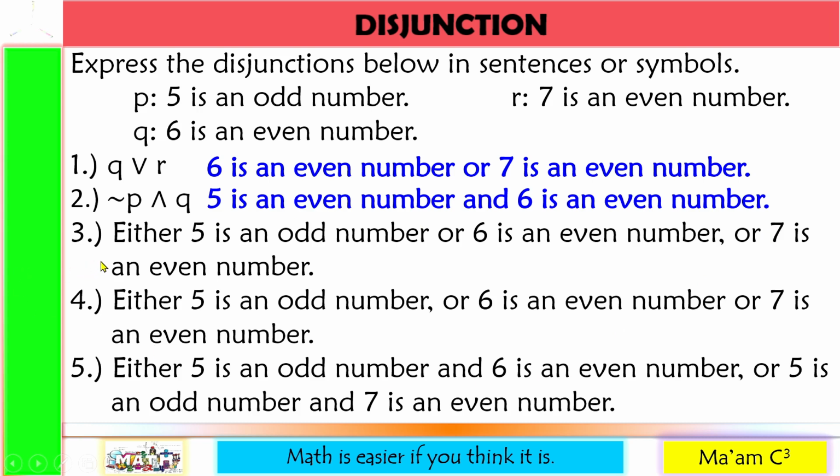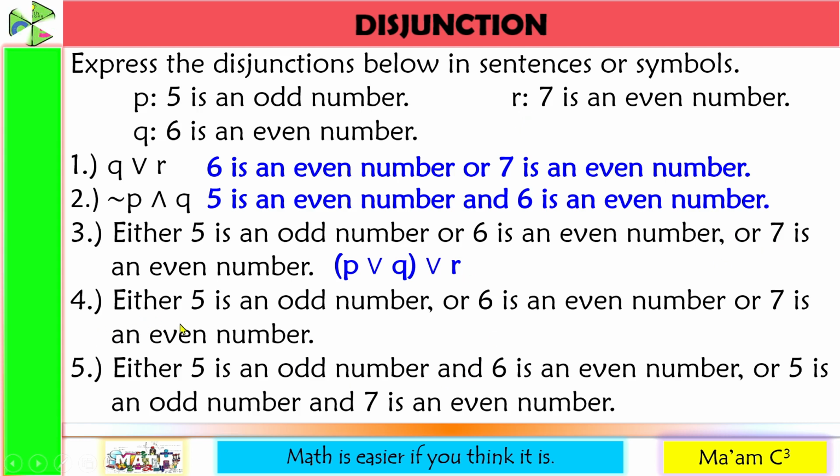Number 3, let's transform this into a logical expression. Either 5 is an odd number or 6 is an even number, or 7 is an even number. Notice this comma here. This means this is considered one statement. So we are going to group 5 is an odd number or 6 is an even number. So again, 5 is an odd number is our proposition P. And then we have OR. And then 6 is an even number is proposition Q. This is one group. Here is the comma. And then we have here another OR. And then 7 is an even number, which is our R.